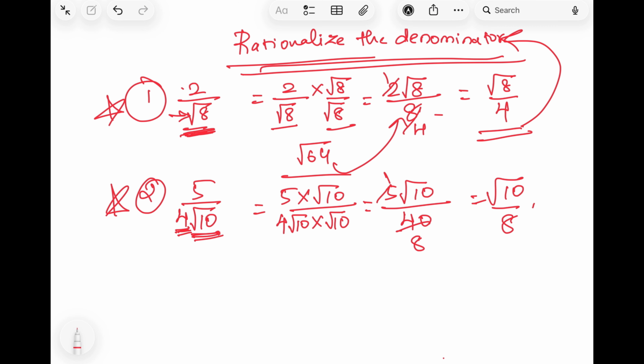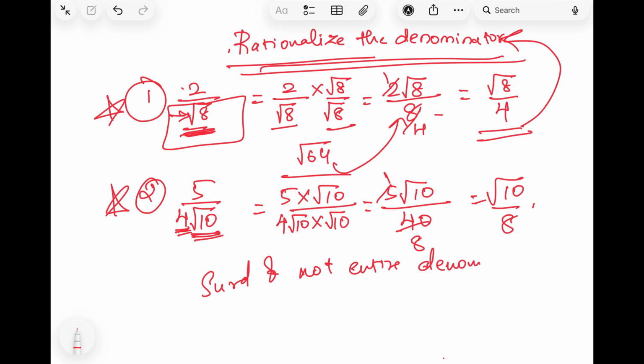Okay, so always and always remember, to rationalize you just multiply the surd and not the entire number which is given in the denominator. Don't multiply it with the entire denominator, only multiply it with the surd which is present in the denominator, not in the numerator also. The surd which is present in the denominator.